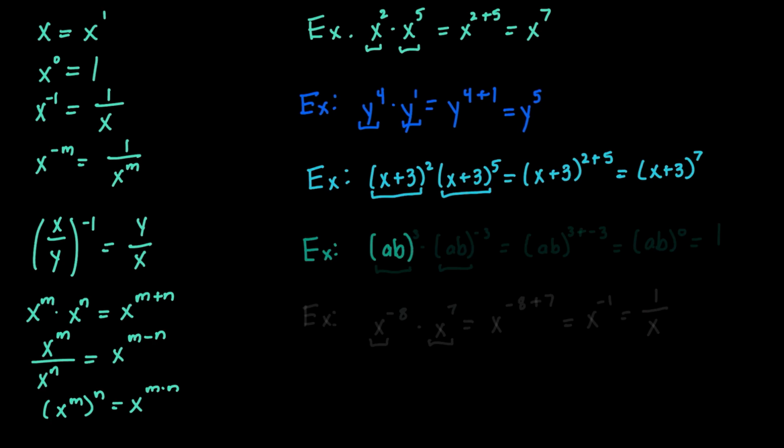a b to the 3rd times a b to the -3rd. My base is a b, and I'm multiplying them, so I know I'm going to add my exponents. 3 plus -3. 3 plus -3 is 0, and anything to the 0 power is 1.